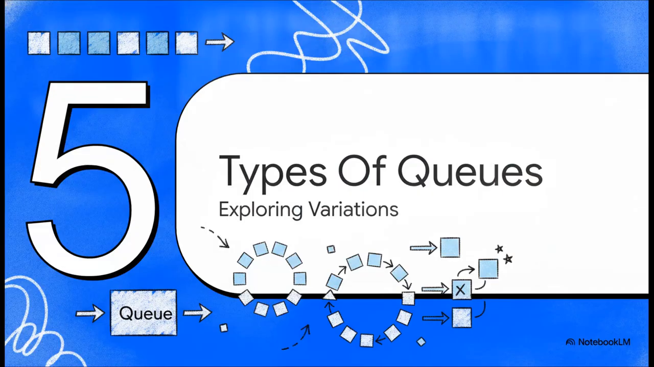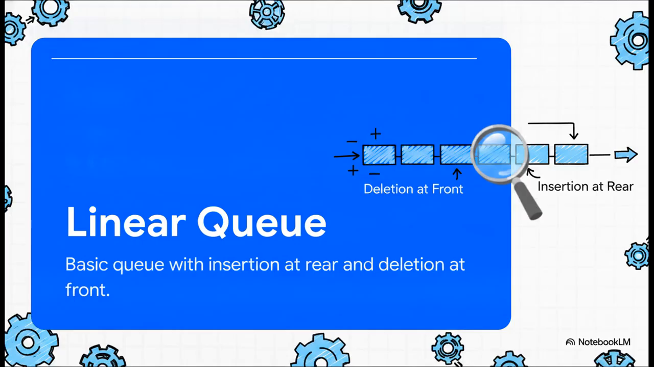Let's push forward into Section 5, Exploring Types of Queues. Just as a quick baseline, everything we've talked about so far is a linear queue. It's the standard issue line. Insertion happens strictly at the rear, deletion happens strictly at the front. But as computing problems get more complex, this basic structure needs to elegantly evolve.